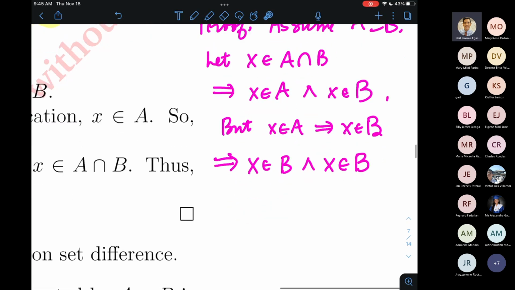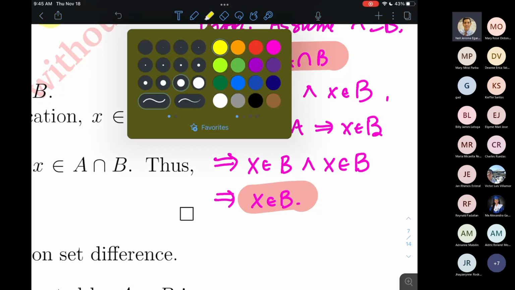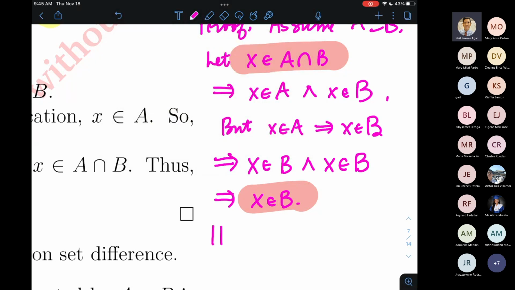And by idempotency, X element of B and X element of B, that implies X element of B. All right? So what we have shown here, if we have an X element of the intersection, it follows that X must be an element of B. So in other words, we have shown that the intersection is a subset of B.